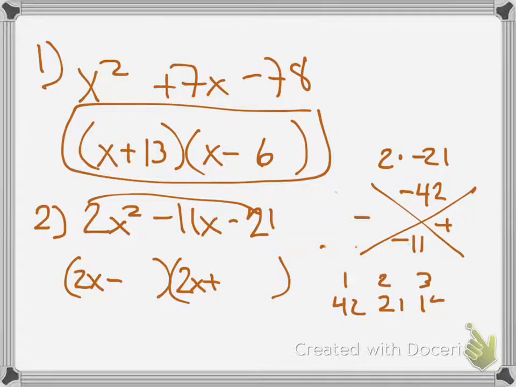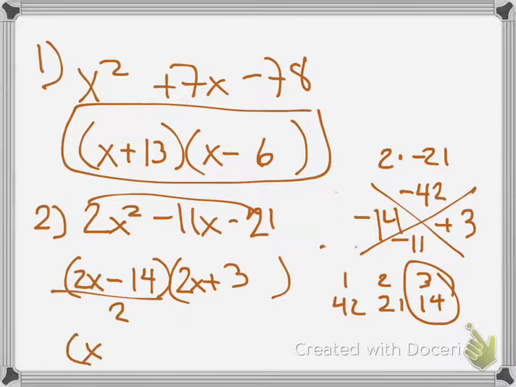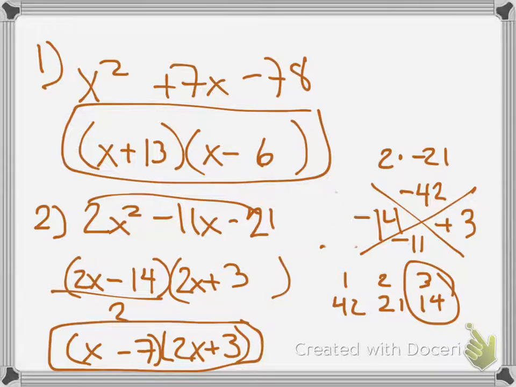You can go through here: 1 and 42, 2 and 21, 3 and 14, and 14 minus 3 is 11. So it should be 14 first, bigger number on the left, smaller number on the right. And then don't forget, you can further simplify that. One of those parentheses is divisible by 2. So divide the first parentheses by 2, and you would get x minus 7, 2x plus 3, and there you go.